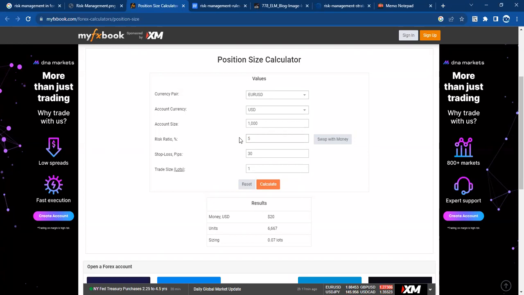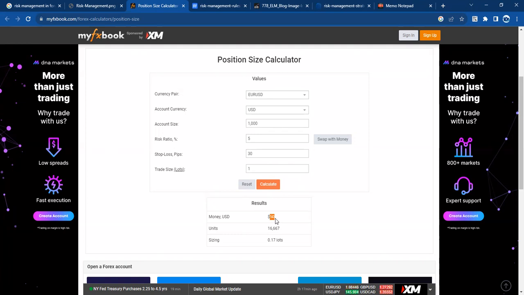If I'm going to use 5% in this case, okay, let's try with 5%. So with 5% here, on every trade I'm looking to risk 50 USD. And if I win this trade, I'm going to make 100 USD or more, right? So that is 2 to 1.